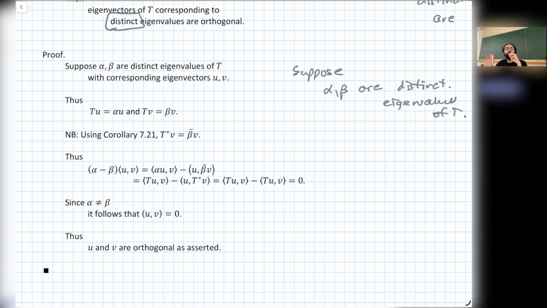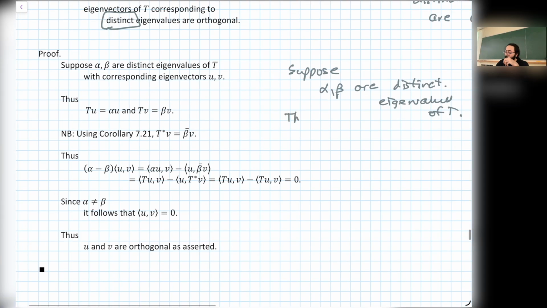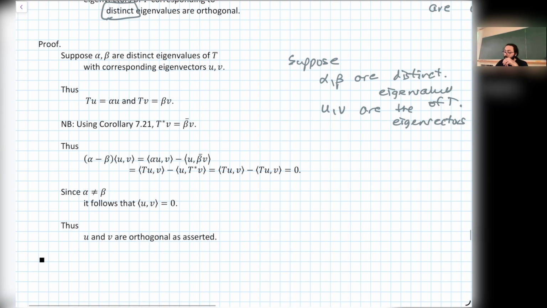Okay, so two distinct eigenvalues, not a big deal. And u, v are the corresponding eigenvectors, right? So you have alpha, beta as eigenvalues, u, v as eigenvectors. Therefore, what you have is Tu = alpha u and Tv = beta v. That is what it means to be eigenvector, eigenvalue pairs, right? Not done anything so far.